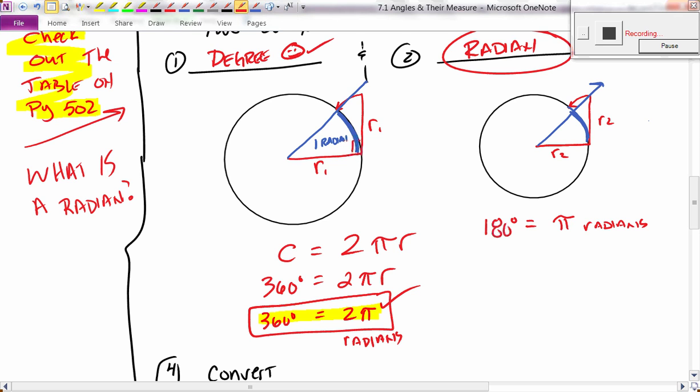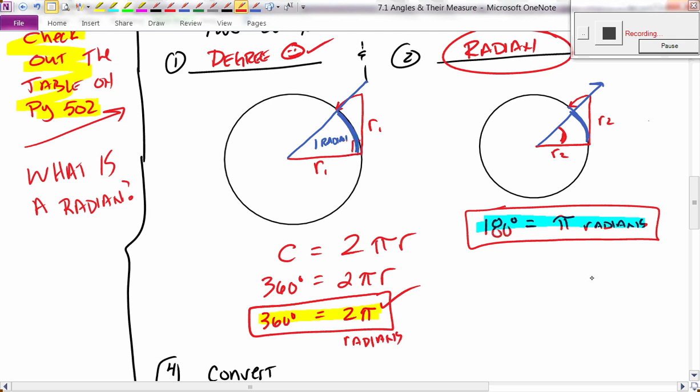So let me ask you a question. What's bigger, 1 radian or 1 degree? 1 radian is much bigger. Look, that's right here. Here it is. This is 1 radian. It's bigger. Now if I divide both sides of my box that I have here in blue by pi, what do I get?